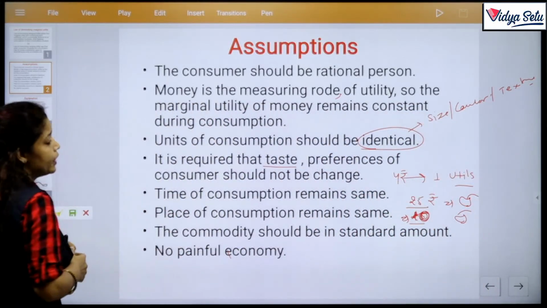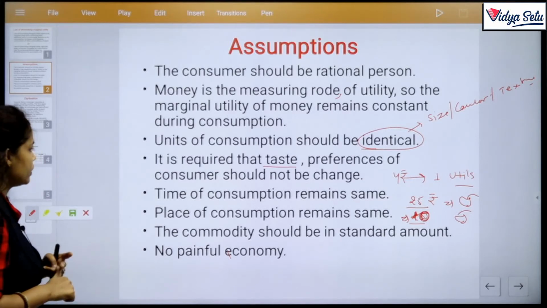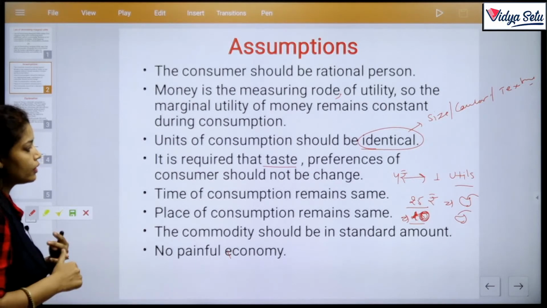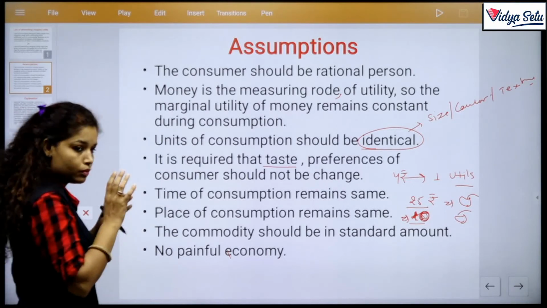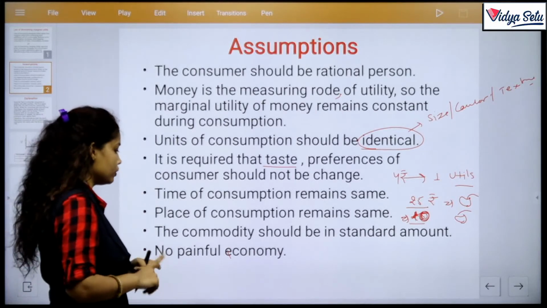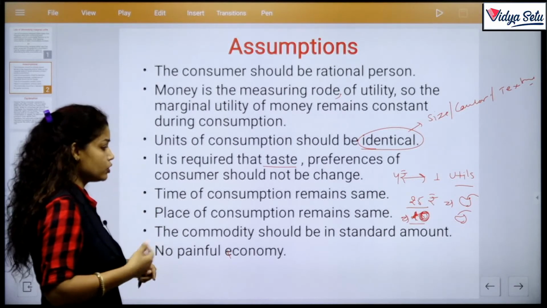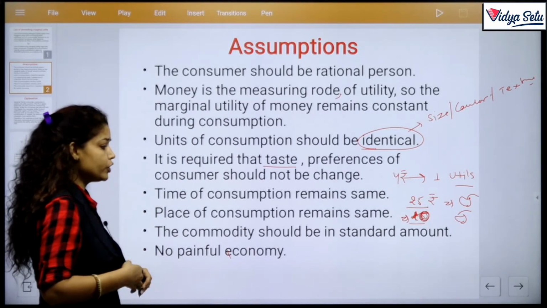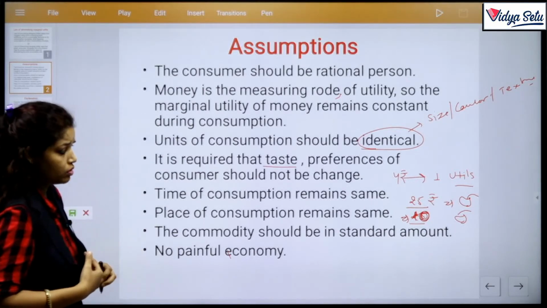So the consumer should be rational. Clear hai? Next, money is the measuring rod. Okay. Units of consumption should be identical. Clear? Okay. It is required that taste preferences of the consumer should not be changed. Like if I choose Reebok shoes or Adidas shoes, my preference will be the same. Okay. Time of consumption, there is no time gap between consumption. If you consumed here, then you consume now the next unit also. Place of consumption, okay. The commodity should be in standard size, or no painful economy. These are the assumptions.